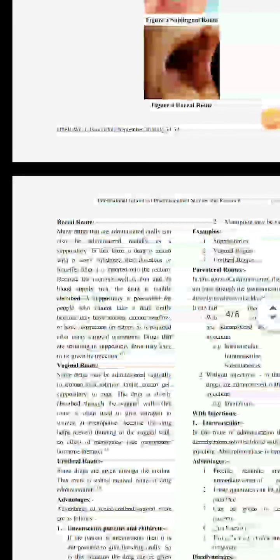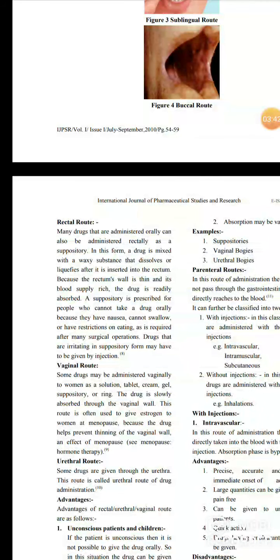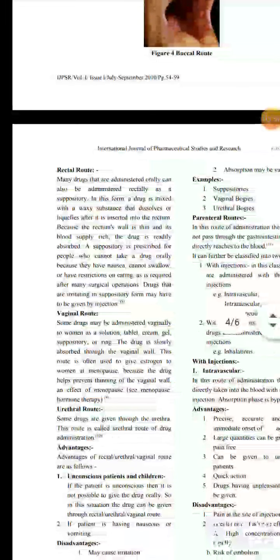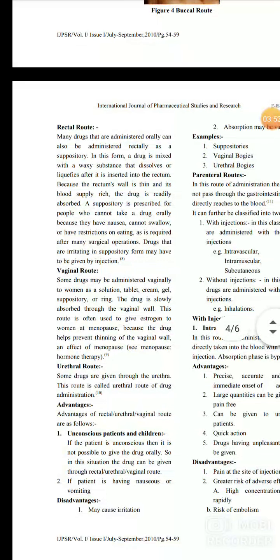The next one is the rectal route. A drug that is administered orally can also be administered rectally by making a suppository. In a suppository, the drug is mixed with waxy substances which dissolve and liquefy after insertion into the rectum. The wall of the rectum is thin and rich in blood supply. A suppository is prescribed when the patient cannot take food, has nausea, or cannot swallow.